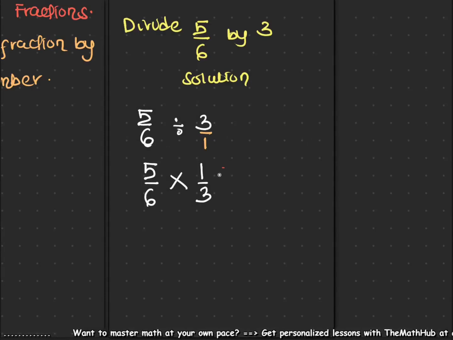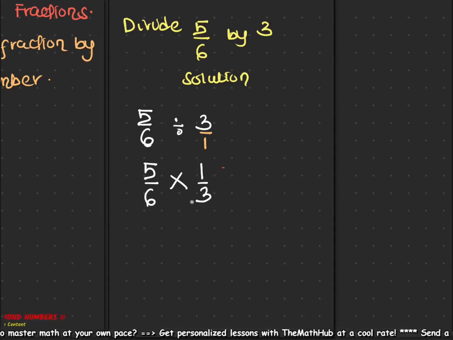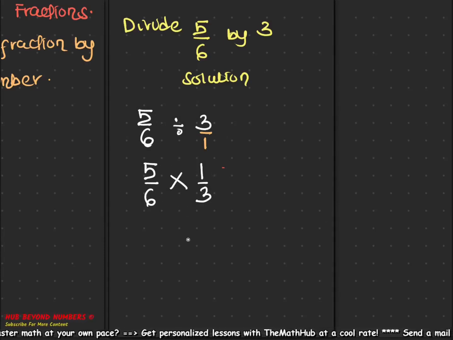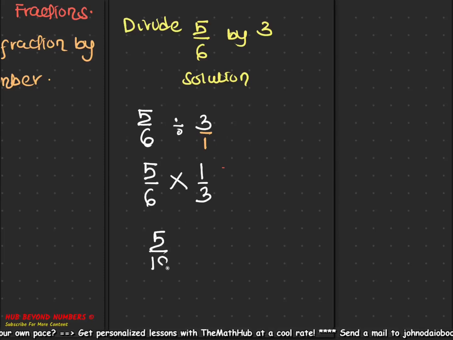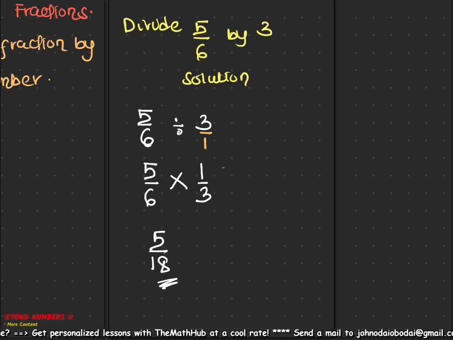How do we do our multiplication? From our previous video, we said we have to check if there are any simplifications to be done. If there are, fine. But if there isn't, you go straight forward to multiply. That is 5 multiplies 1 to give us a 5, and then 6 multiplies 3 to also give us an 18. This here is the final answer. Let's look at another example.